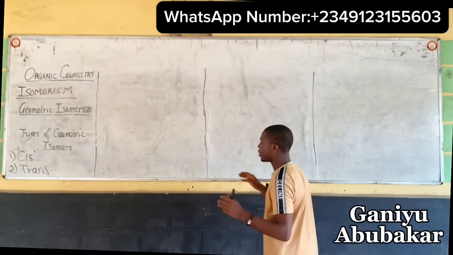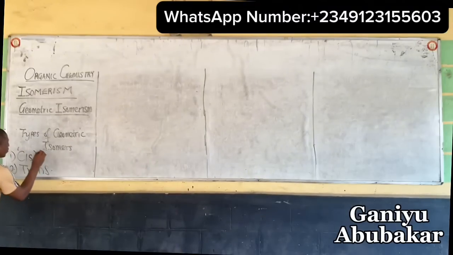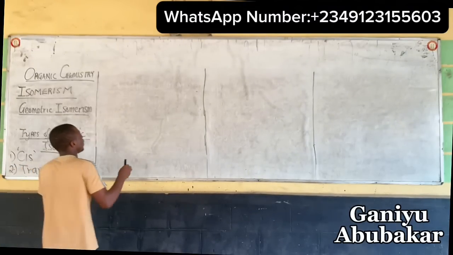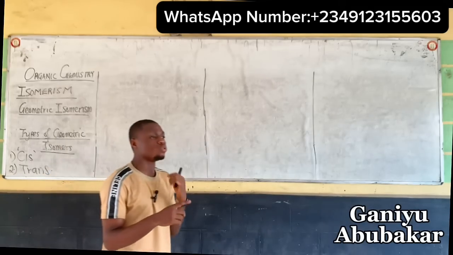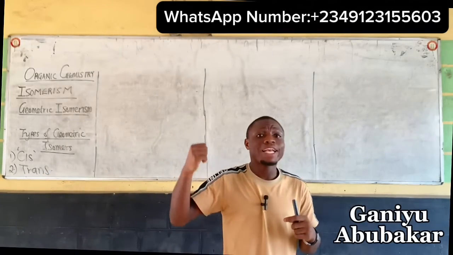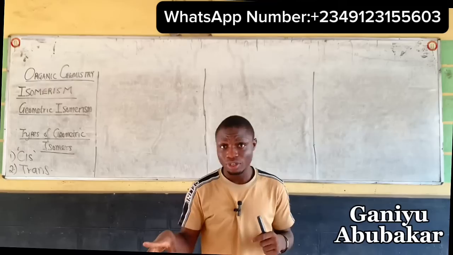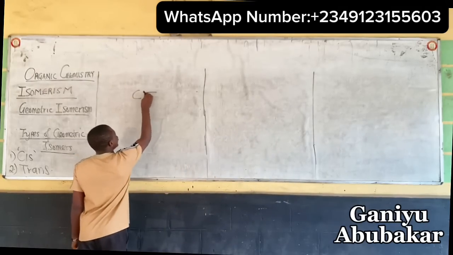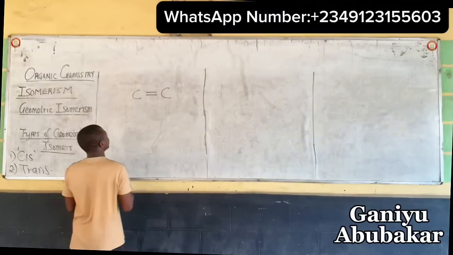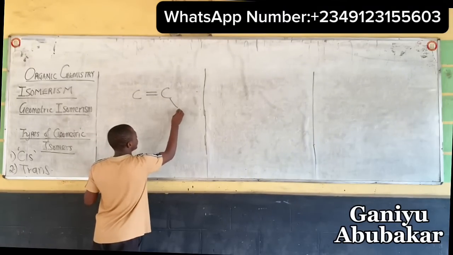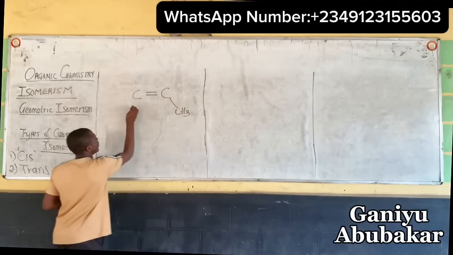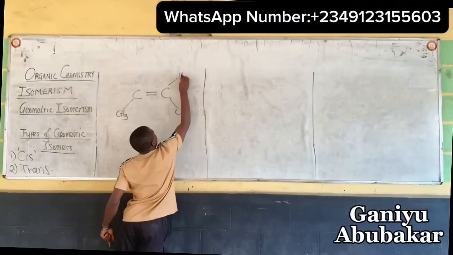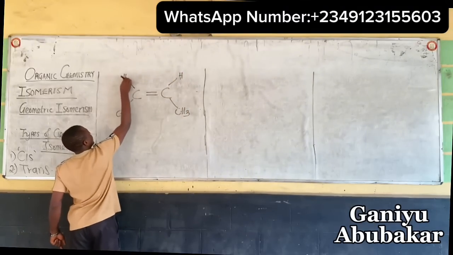Let me explain the two at the same time. So let's say I have a compound. Please bear in mind that when it comes to illustrating geometrical isomers, we deal with a double bond. That's your alkene. So let's say I have a carbon this way, double bonded to another carbon. Let's say I have CH3 here, CH3 here, hydrogen here, and hydrogen here.